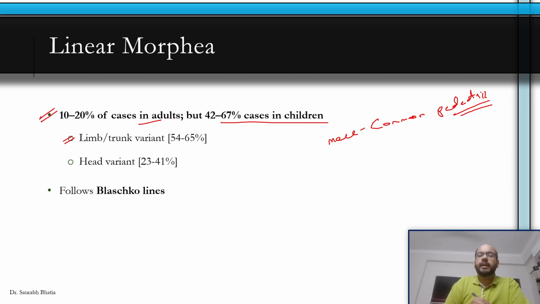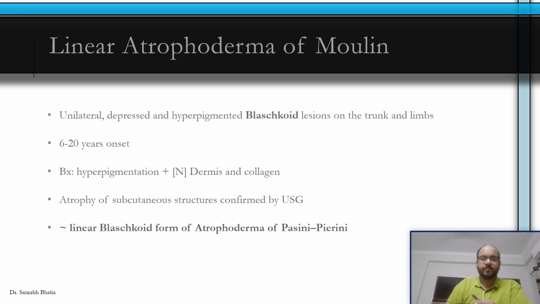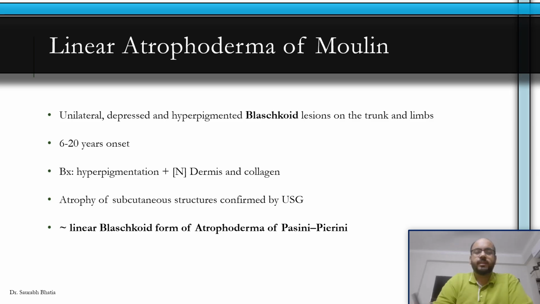In that, the limb and trunk variant, which involves the trunk and the limb, is more common as compared to the head variant, in which the head is involved. The lesion follows Blaschko lines. I'm not explaining what Blaschko lines are, but it follows the Blaschko lines. Okay, let's move forward. Now the next variant in the linear form of morphea is linear atrophoderma of Moulin. In linear atrophoderma of Moulin, it's unilateral, depressed, hyperpigmented Blaschkoid lesions.